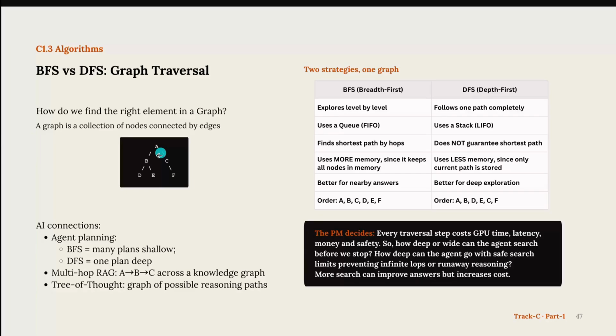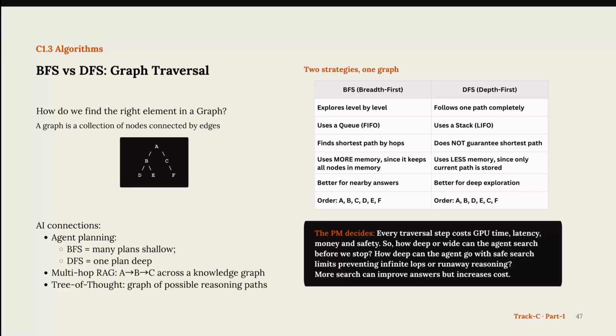How is this relevant to AI connections? Imagine the agent is trying to make a plan. In breadth first search, it could look at many more plans shallowly, as in it could look at 5 to 10 plans first to begin with, and not go deep on each plan. Whereas depth first search will take one plan, go deep, look at whether that plan will work or not, and then come back.